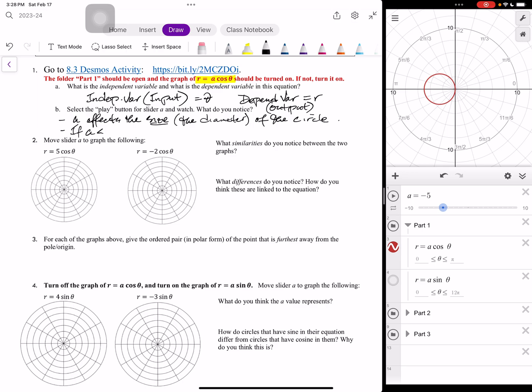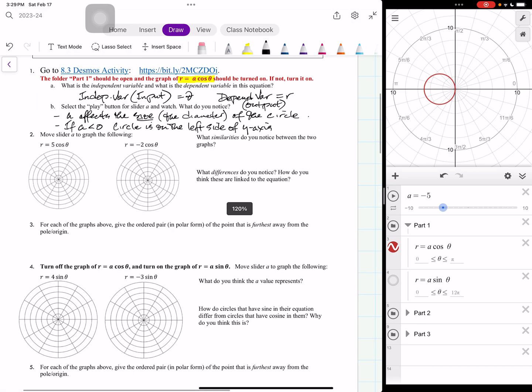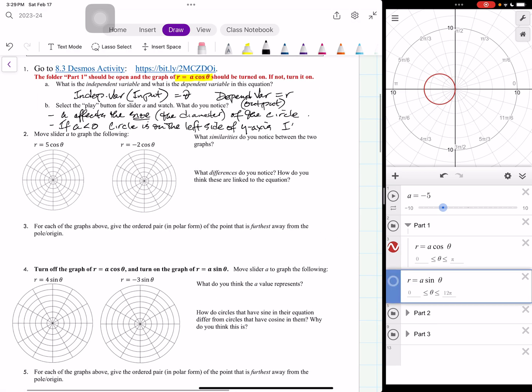So if A is negative, so less than 0, the circle is on the left side of the y-axis, and if it's positive, you're on the right side. So if A is positive, greater than 0, we're talking about the right side of the y-axis. That's the first observation right there.